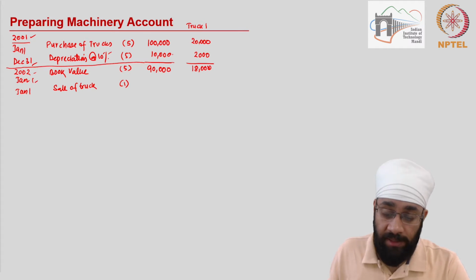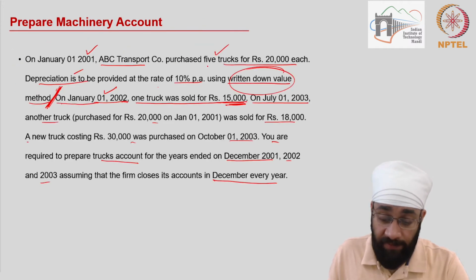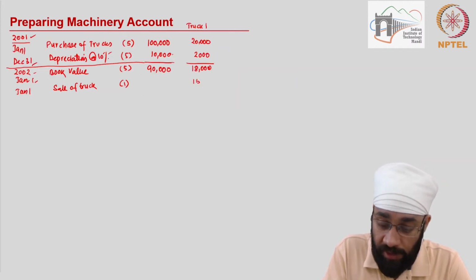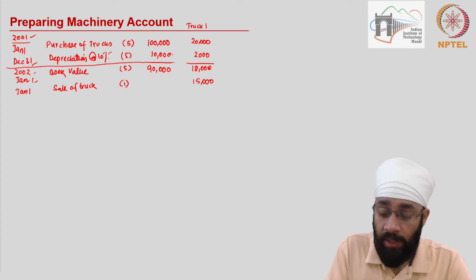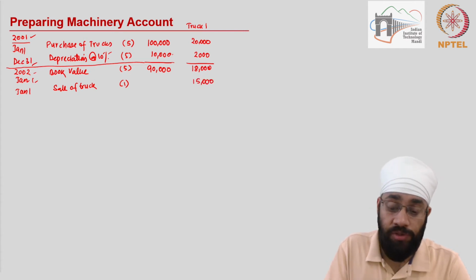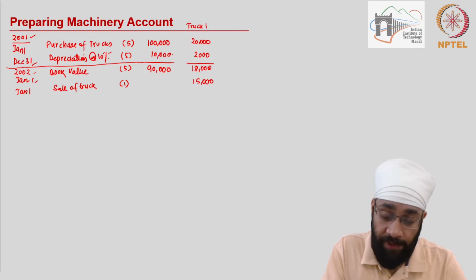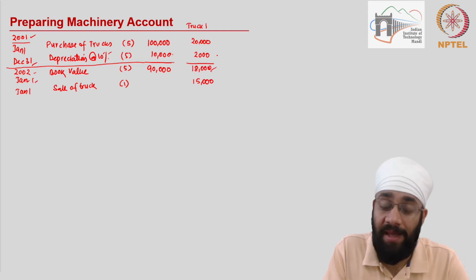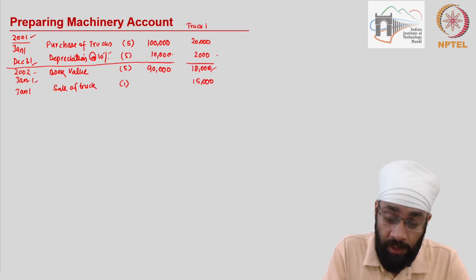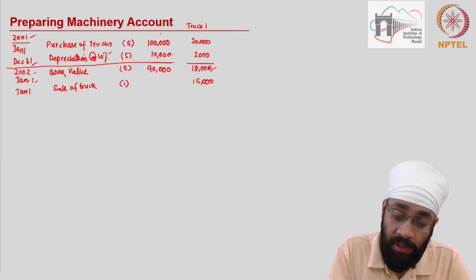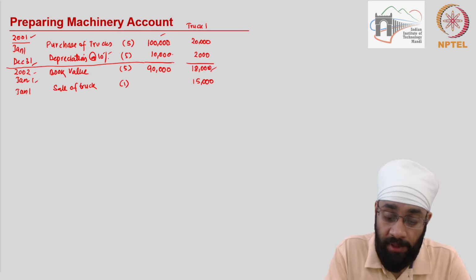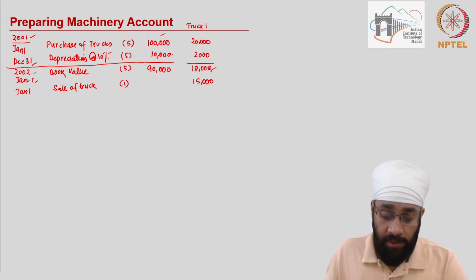18,000. And this truck is being sold at 15,000. Therefore, there is clearly a loss of 3,000 which is happening, because the book value of the asset is 18,000 and you're selling it at 15,000 only. Now, what happens is after this truck has been sold, the new balance has to be calculated. Out of the 5 trucks, you only have 4 trucks. So that adjustment will need to be made. And we will do that.